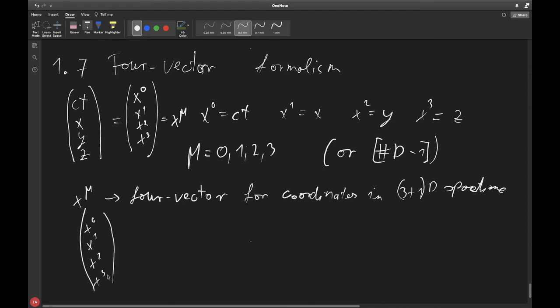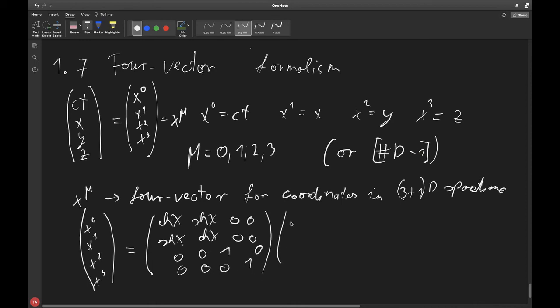X0, X1, X2, X3 is the same as our usual cosine hyperbolic chi, sine hyperbolic chi, sine hyperbolic chi, cosine hyperbolic chi, 0, 0, 0, 0, 0, 0, 0, 1, 0, 0, 0, 0, 1, and then we have x0 prime, x1 prime, x2 prime, x3 prime, as the right hand side of that vector.